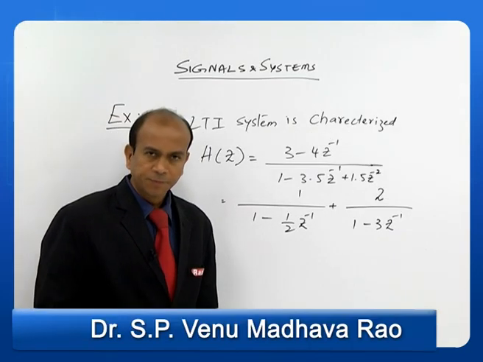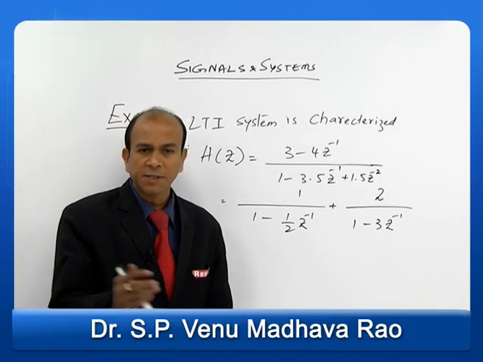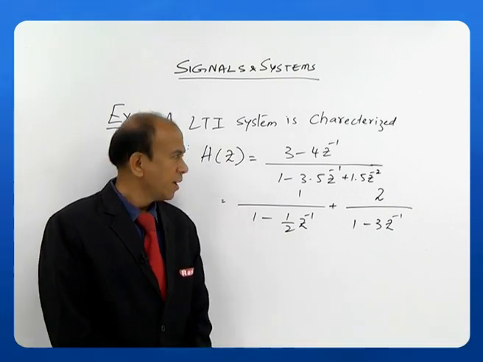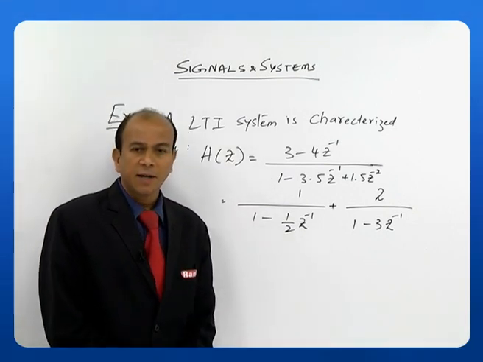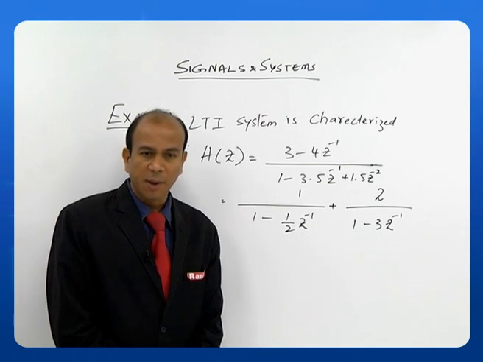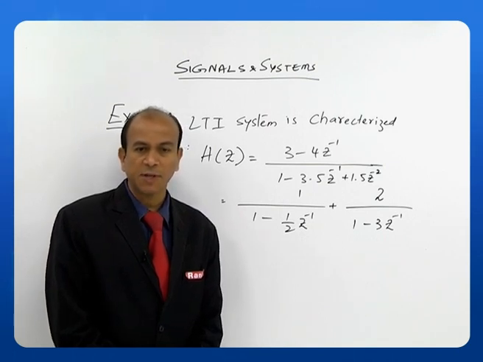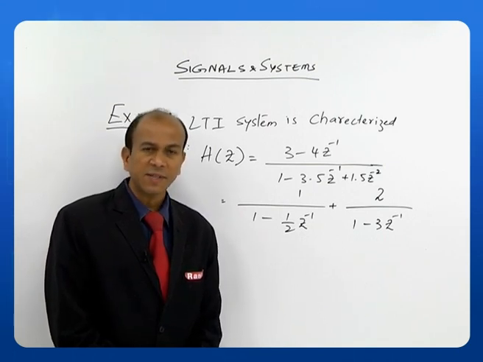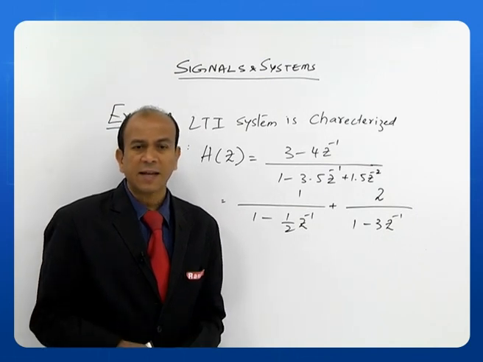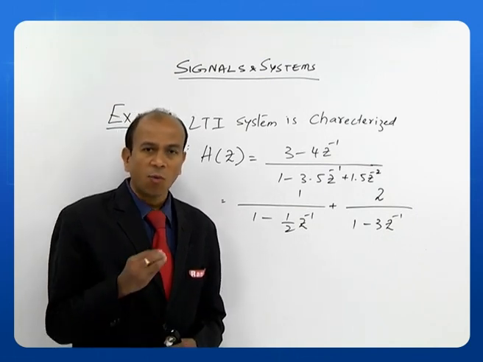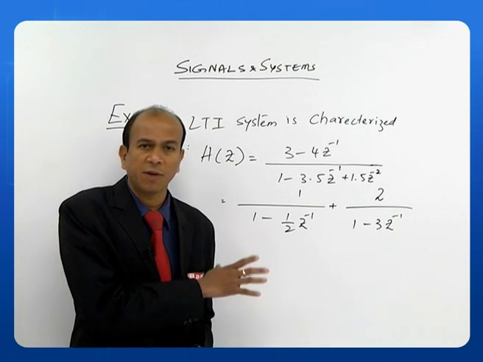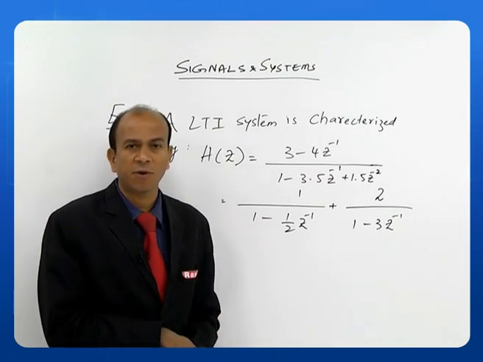Now, three conditions are given as you see here. The first condition given is the system is stable, the second condition is the system is causal, and the third condition is the system is anti-causal. In all these three cases we have to find out what h of n is for this equation. H of z is given, we have to find out what is h of n.